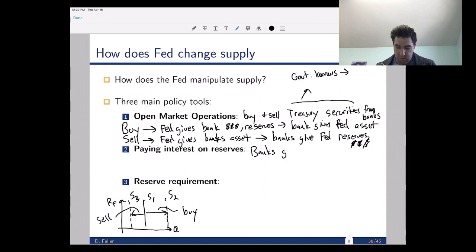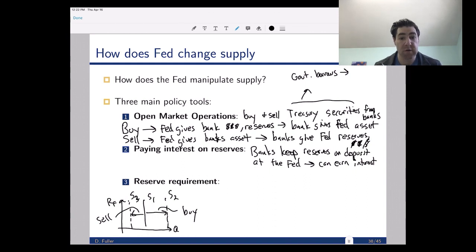So banks keep reserves on deposit at the Fed. Those can earn some small amount of interest. So in that sense, it's like a savings account or an interest-paying checking account. And so the Fed then can manipulate the interest they pay on those reserves to influence demand.